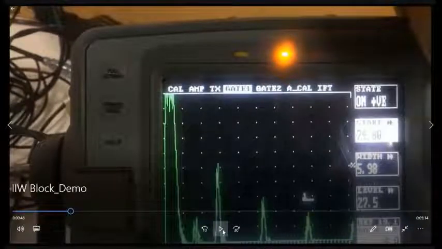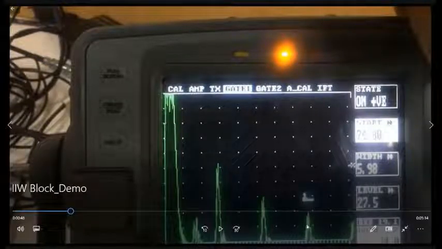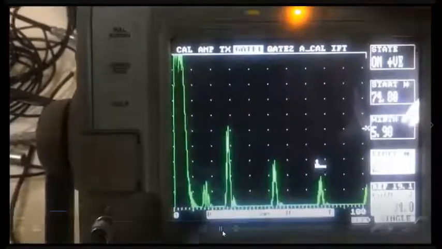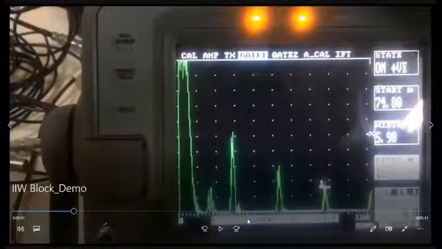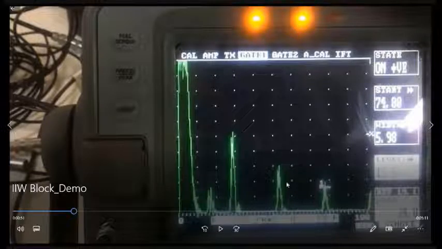What will be the third one? If I bring this marker to the third peak, yes, you would have guessed it right. This will be 75 mm. And you can see this is very close to 75 mm. So like that, we can check the transducer for the depth calibration.